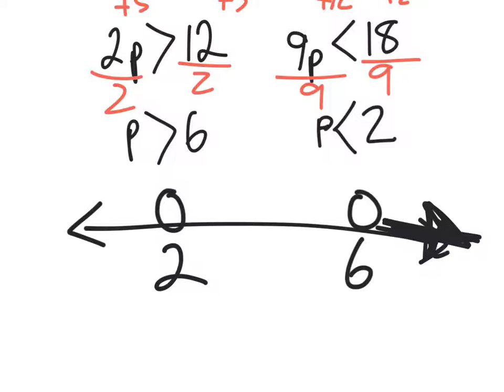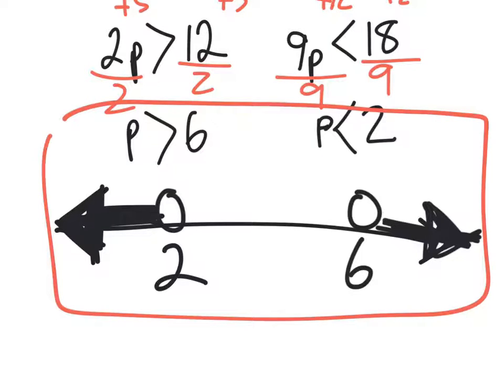And I can see that on the other side, p is also less than 2. So we're going to be shading to the left because p, whatever the number is, is going to be less than 2. So maybe it's 1 or 0 or negative a million. Whatever it is, it's to the left. And this, ladies and gentlemen, is the answer.